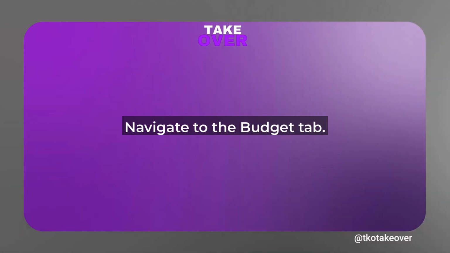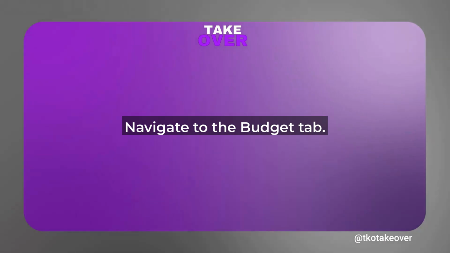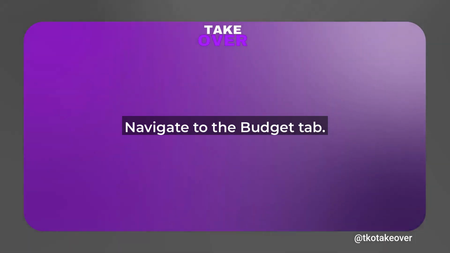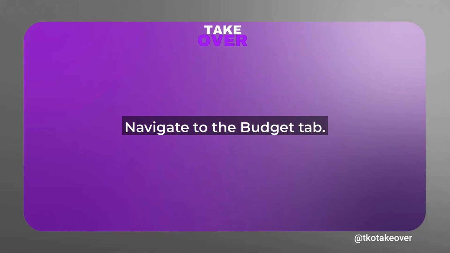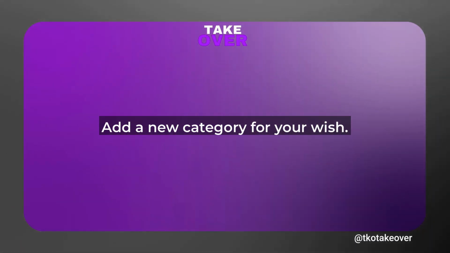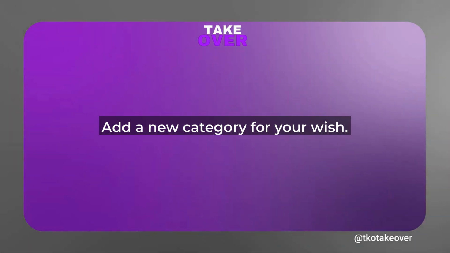First things first, make sure you're logged into your YNAB account. Once you're in, head over to the Budget tab. That's your main hub for managing money. Now, scroll down to the Categories section. This is where the magic happens. Click on Add Category, and give it a fun name, like Wish Farm, or something more specific, such as Vacation Fund. Be creative, it'll keep you motivated.